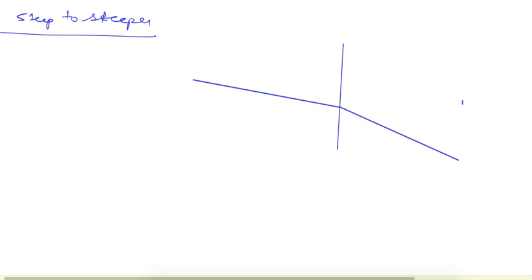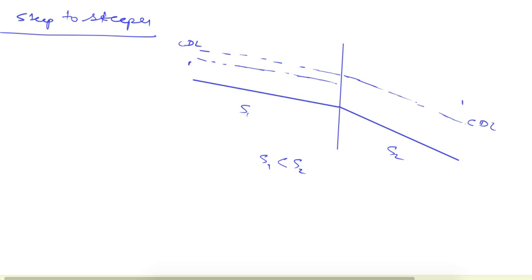Now again the CDL line will not change. Now this is S1 and S2, and S1 is less than S2. In the case of a steep profile, the normal depth line is below the critical depth line. So if this is the critical depth line, the normal depth line will be below this. But because S1 is less than S2, the NDL for this section will be at a smaller level.